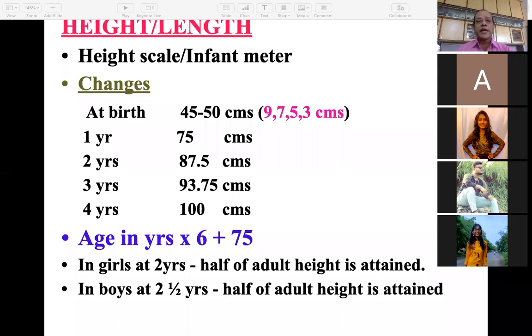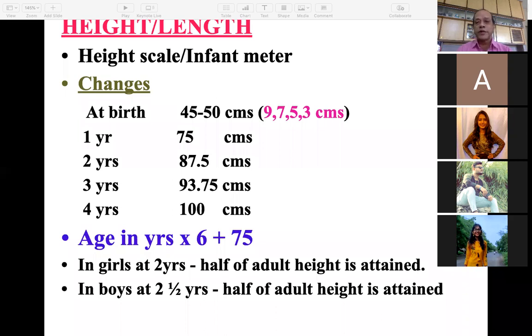The height and length can be measured with a height scale or with the infantometer. Now the changes at birth, and after that, how to know what the expected height of the child should be. At birth, it is 45 to 50 centimeters, and at the end of 1 year, it is 75 centimeters. So almost 25 centimeters. That means half of the birth length will be added; half of the length will increase in the first year of life.